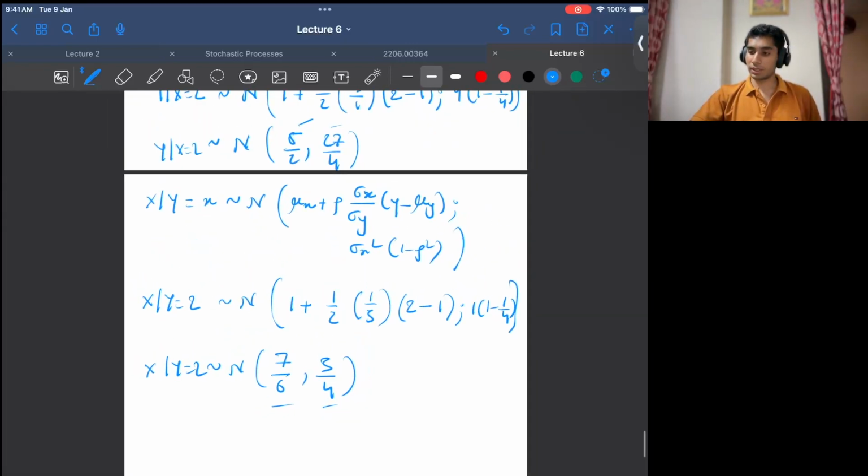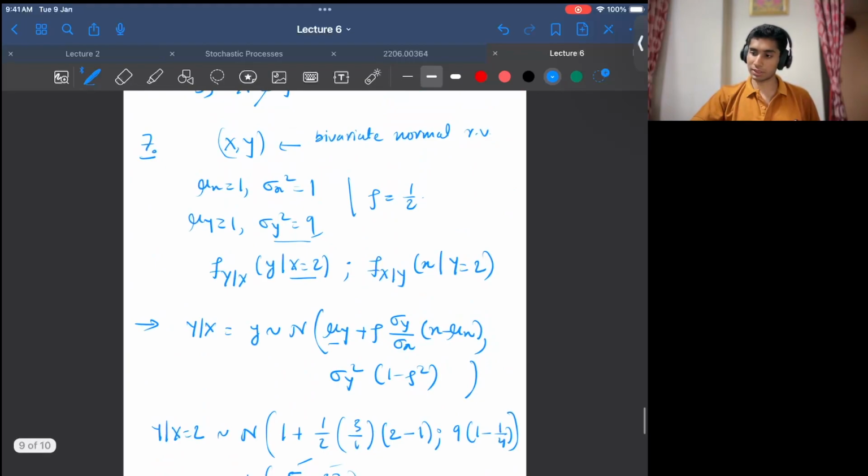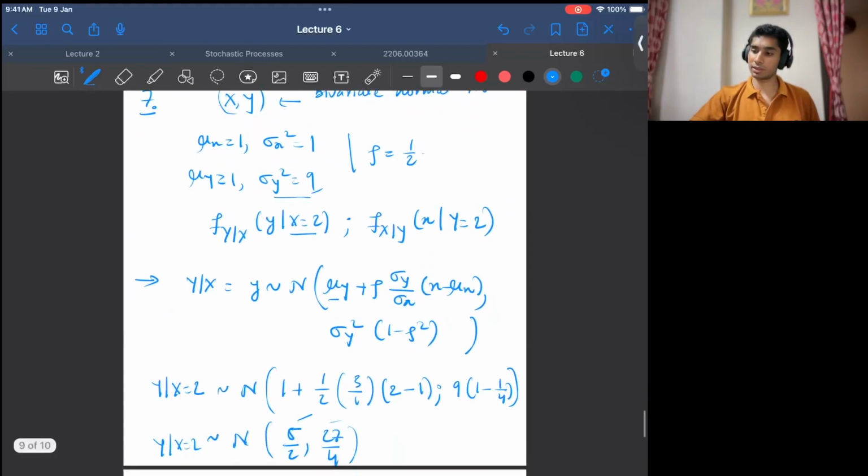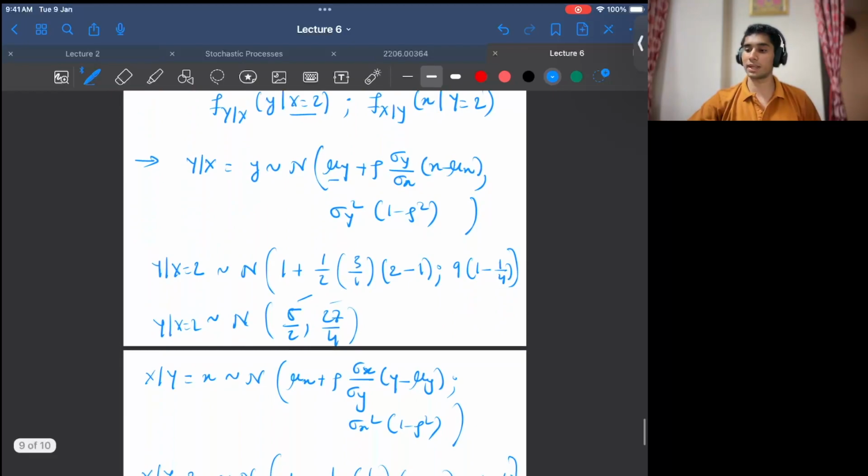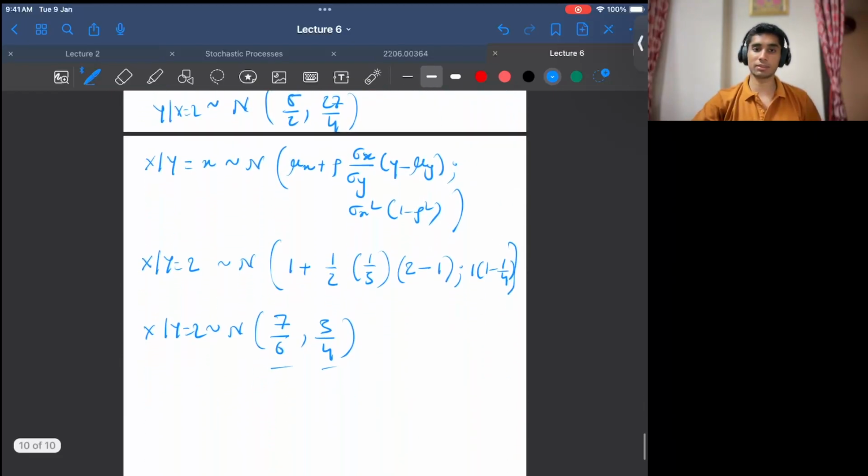So this question might look very difficult, but if you remember this property of Gaussian random variables, that everything, the marginals and their conditionals, is actually normal, you can simply use it to write this formula, and the rest of the things are very easy.